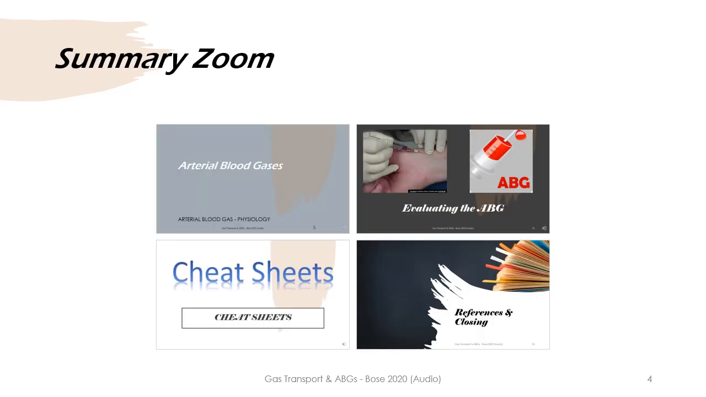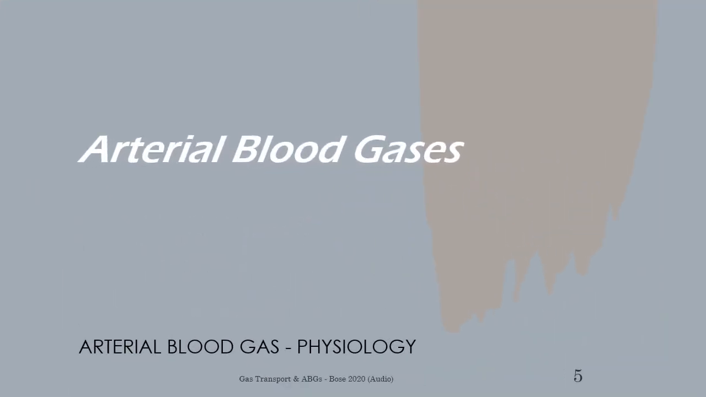This is the summary page. You will notice there are just two content areas, the arterial blood gases and how to evaluate the arterial blood gases. The third one is just cheat sheets that help you achieve your target goals. We start the main section of the presentation here with a discussion on arterial blood gas physiology.